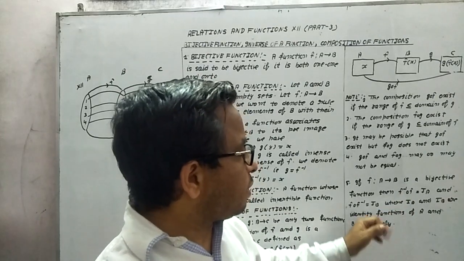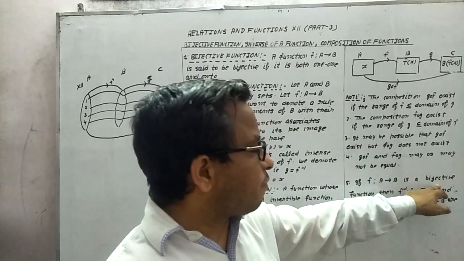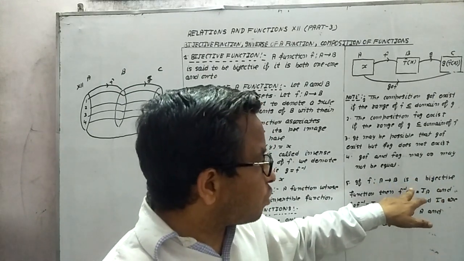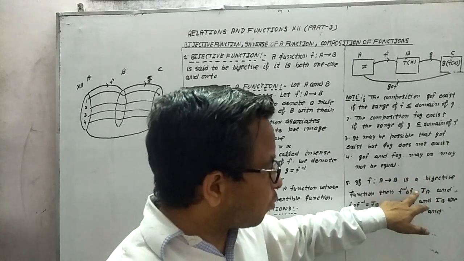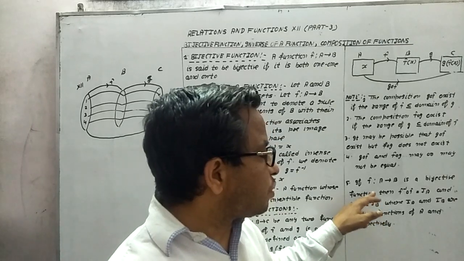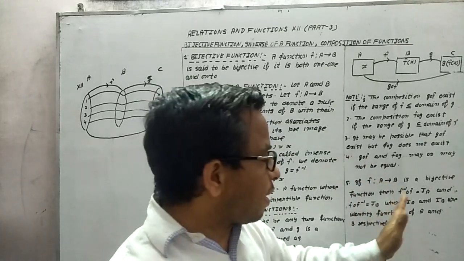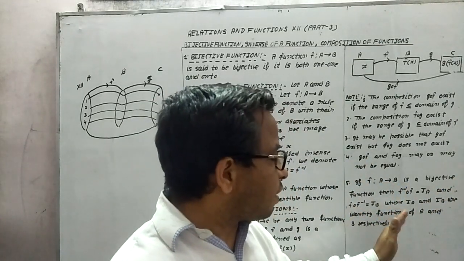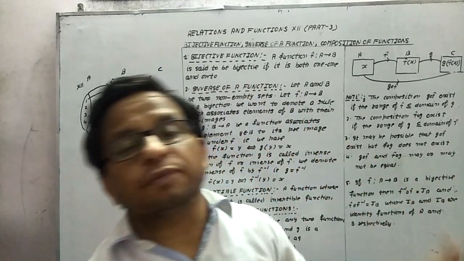And the last point is, if f from A to B is a bijective function, then the composition f inverse of f will be Ia, and the composition f of f inverse will be Ib, where Ia and Ib are the identity functions of A and B respectively.